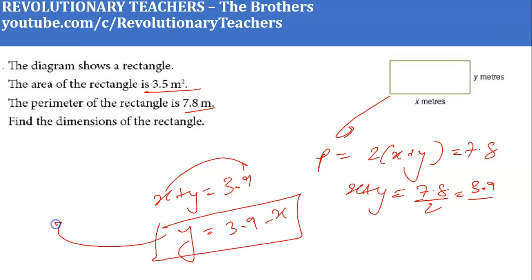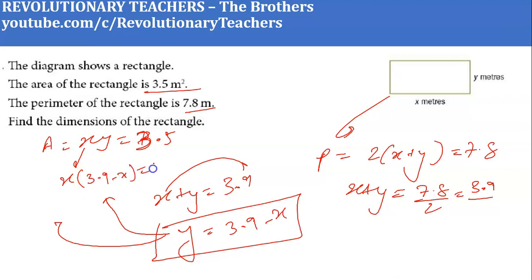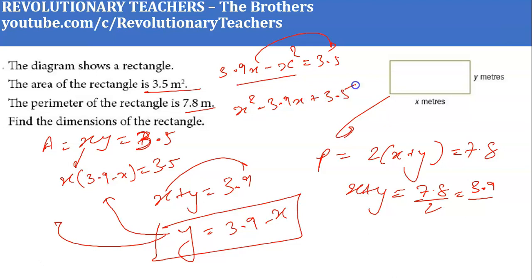Now we are going to use this in the area. What is the area? Area equals x into y, and it is how much? It is 3.5. So keep x as it is, and what is y? Substitute this y over here: x times 3.9 minus x equals 3.5. Now 3.9x minus x square equals 3.5. Take it on the other side, right hand side. So you will have x square minus 3.9x plus 3.5 equal to 0. Now a is 1, b is minus 3.9 and c is 3.5.